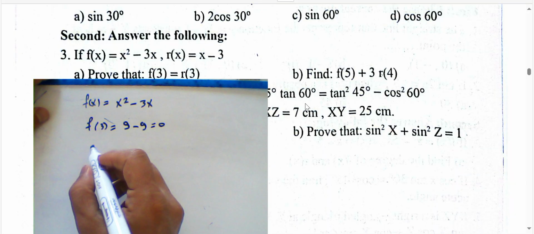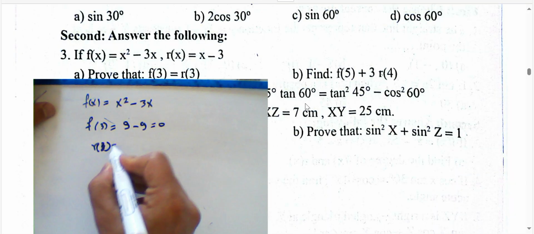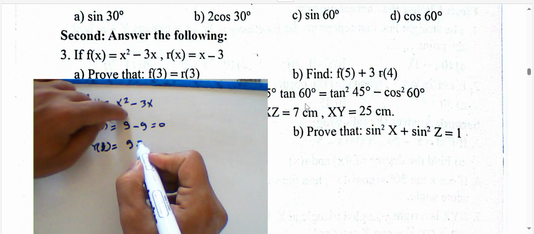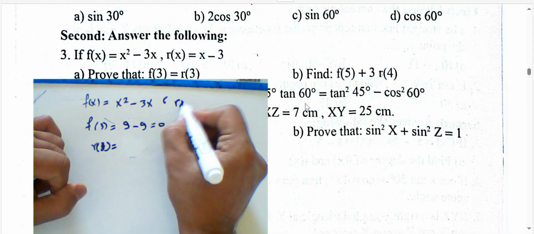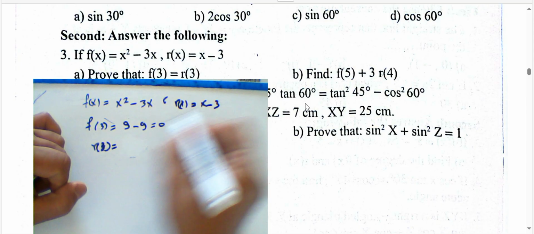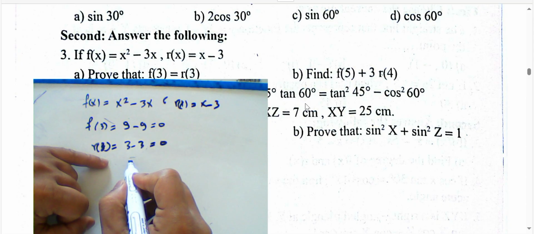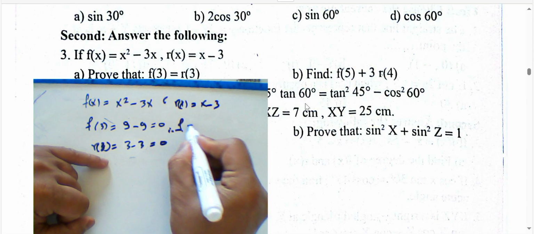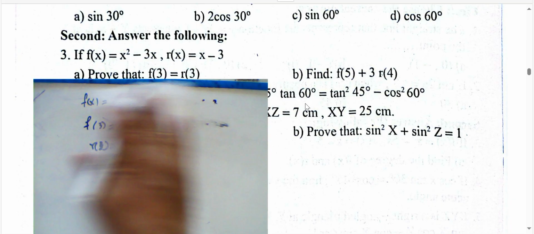And then we have also r, the function r of x equals x minus 3. Put x equal 3, then 3 minus 3 equals 0. So f of 3 equals r of 3 equals 0.